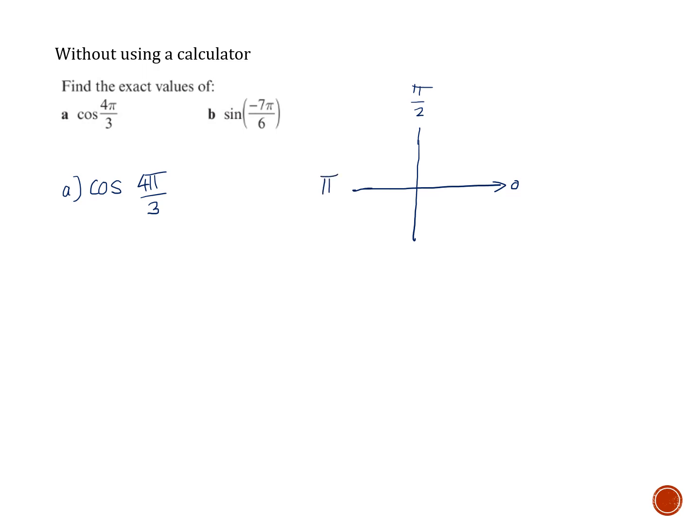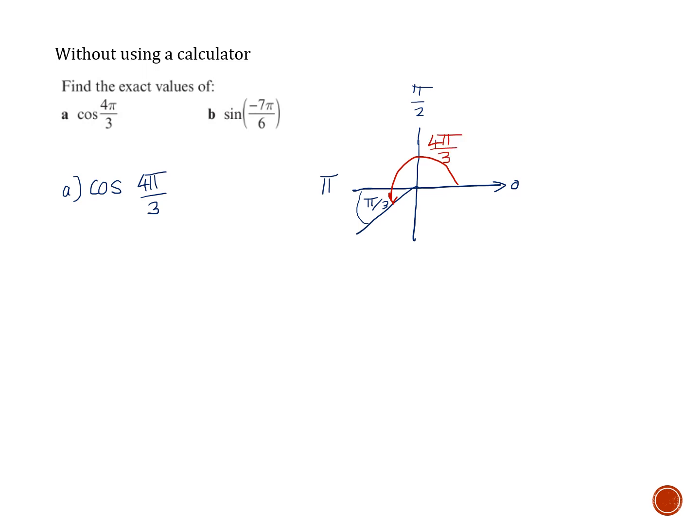So if I was to draw 4 pi by 3 on here, now that's more than pi, isn't it? Because pi is 3 pi by 3. So it's going to be somewhere down there, where this angle here is pi by 3. If I just show you in red, 4 pi by 3, it's all the way around there. That's your 4 pi by 3.